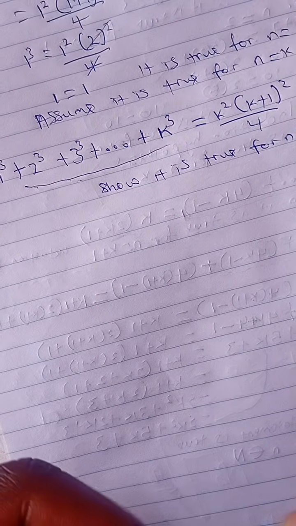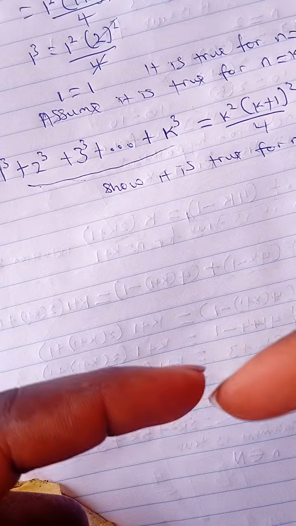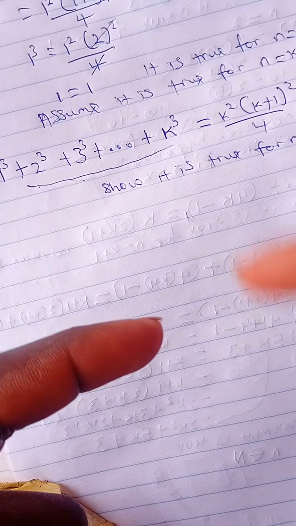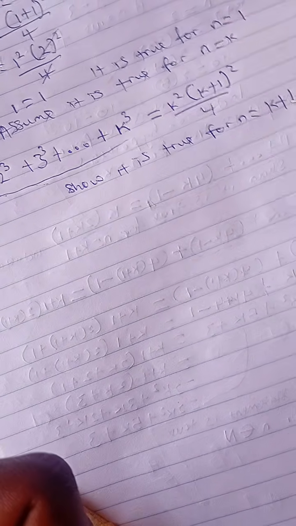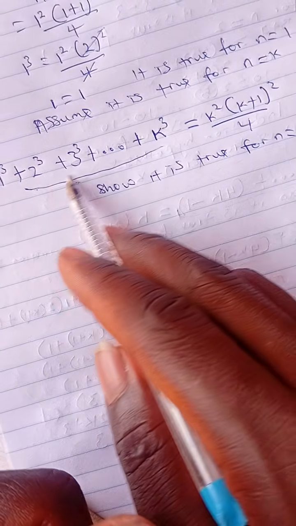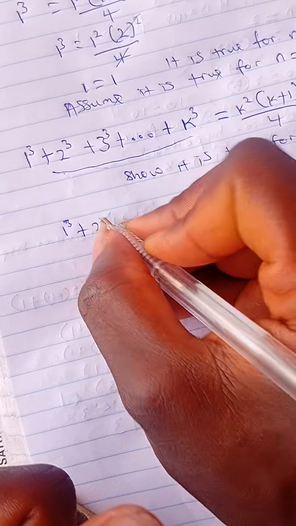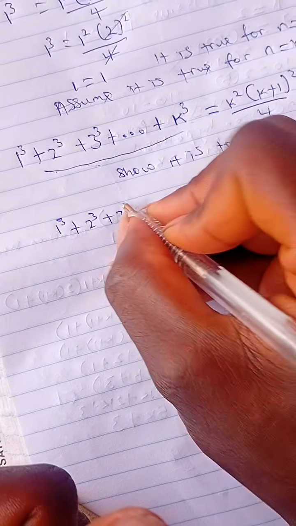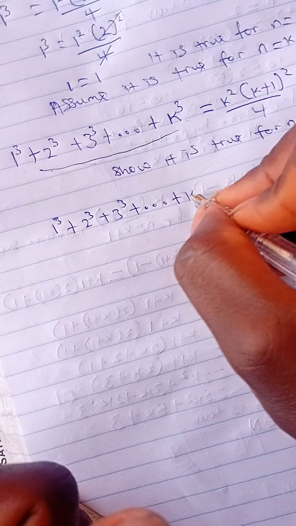So if k is 90, or if k is 10, and you want to do k plus 1, that means you must first write all the 10 before the 11th. So that's why if you have n equals to k plus 1, if you want to write it out, you must first write all when n equals to k. Do you get it now? So that you not forget: 1 cube plus 2 cube plus 3 cube plus dot dot dot plus k cube.